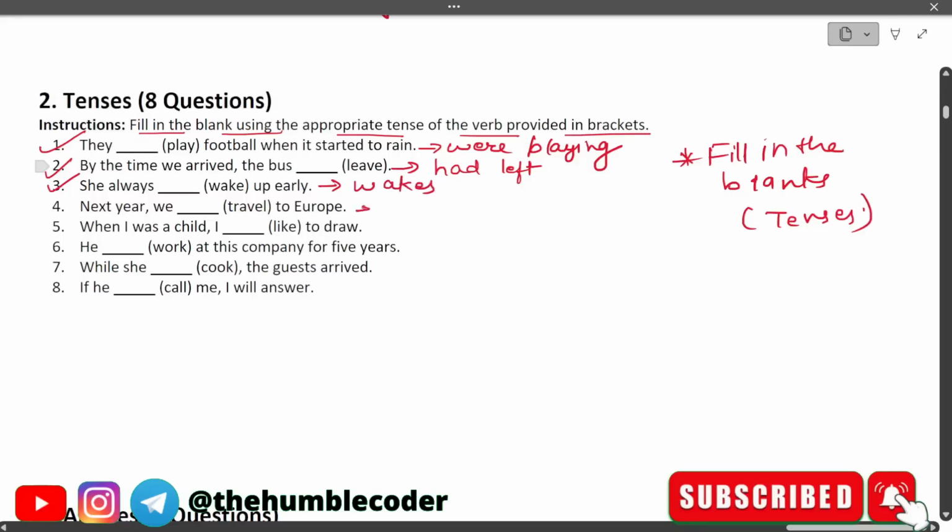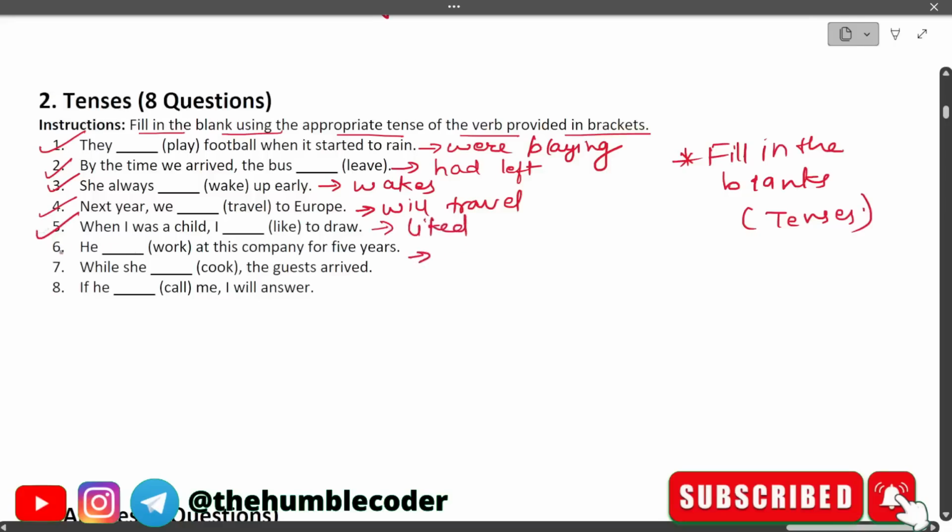Okay, moving on to question number 4, which is: next year we dash to Europe. The word that we have is travel. So the correct answer in this one is going to be: next year we will travel to Europe. Okay, because this is future tense, right? We are talking about next year, which means future tense. Moving on to question 5, which is: when I was a child, I dash to draw, and the word is like. So the correct answer in this case will be: when I was a child, I liked to draw.